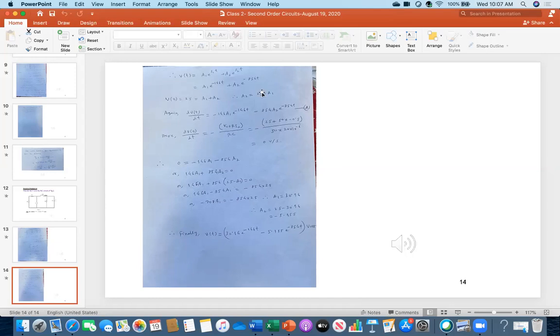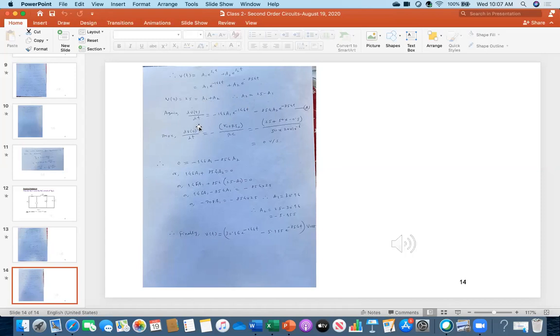Okay, so everybody see here, at t equal to 0, this means A1 plus A2 equals 25. From there, I calculated A2 equal to 25 minus A1.